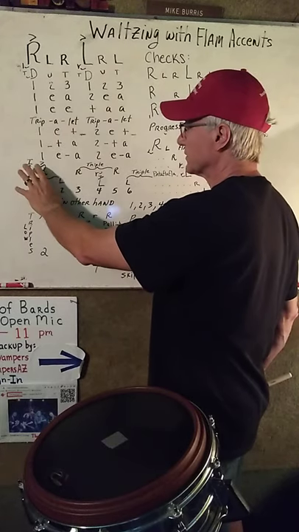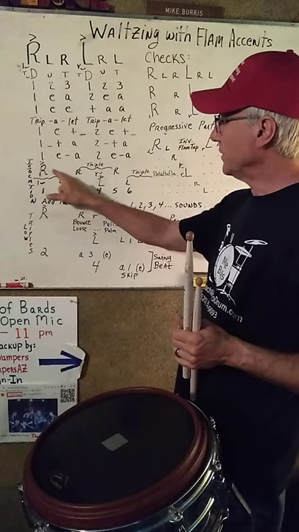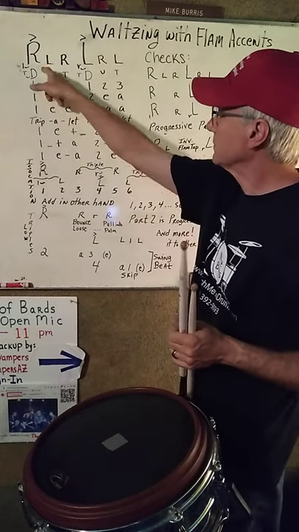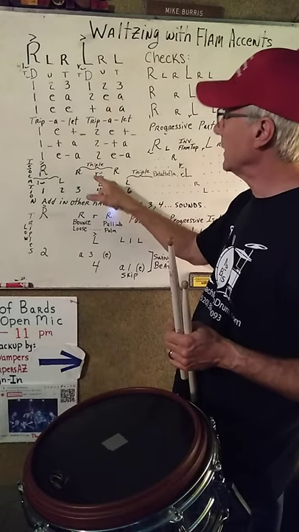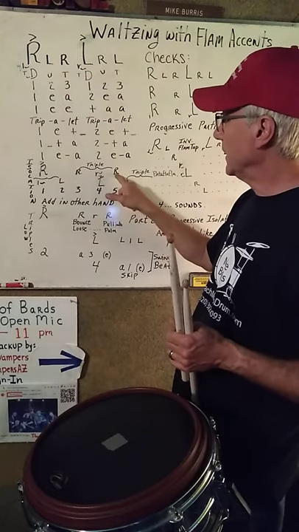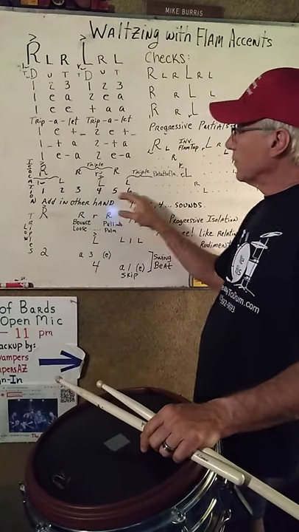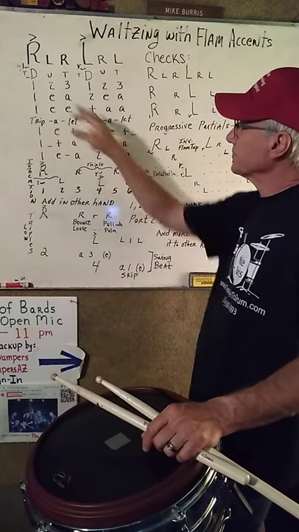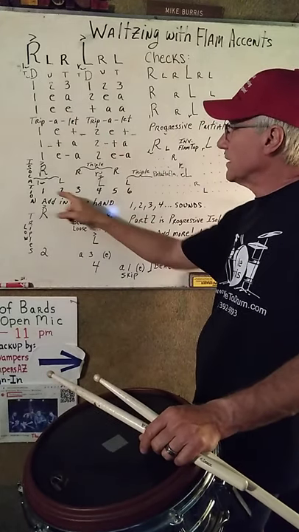Let's talk about isolation. Isolation means just playing one hand. So here is just the right hand and that little right hand. So right, right, and little right, and a right. I'm going to put the counting 1, 2, 3, 4, 5, 6 under it instead of 1, 2, 3, 1, 2, 3. So like 6/8 time.